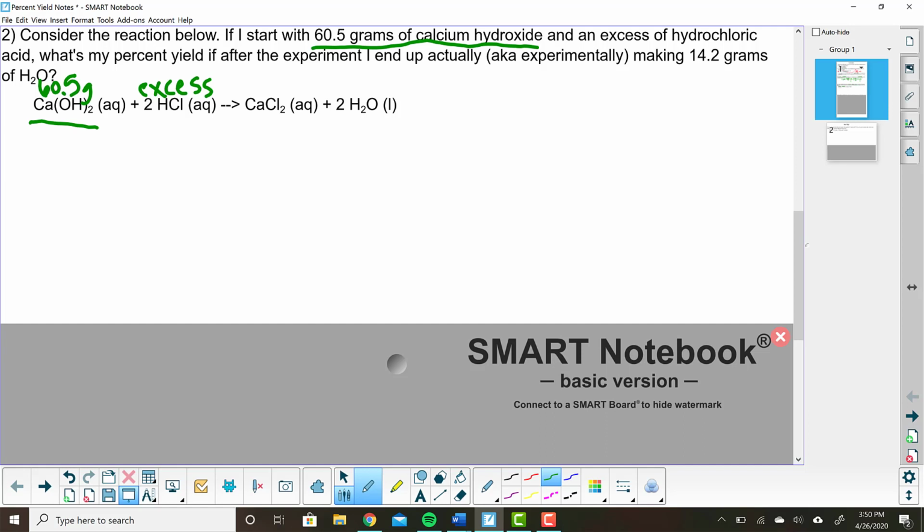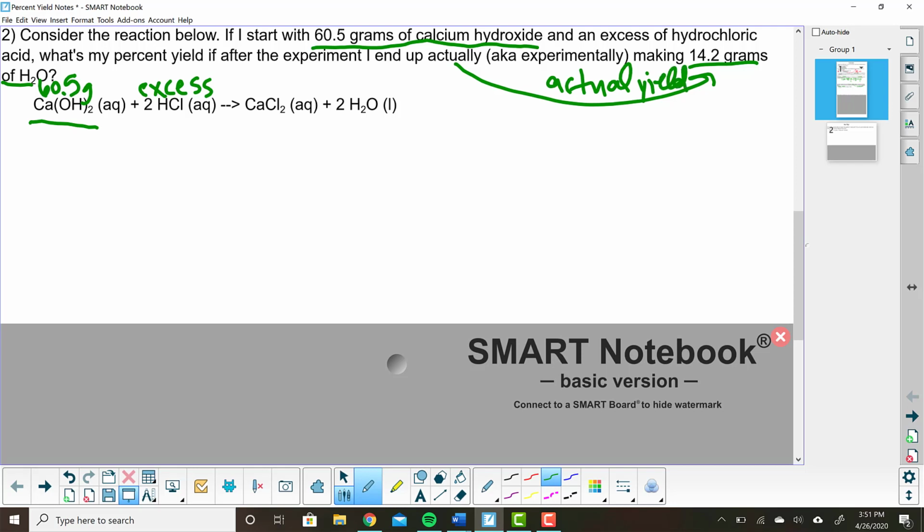Then the question says, what is my percent yield if after the experiment I end up actually making 14.2 grams of water? So I end up actually making, so this is my actual yield. So I'm going to come back to this. The question is, what is the theoretical yield?